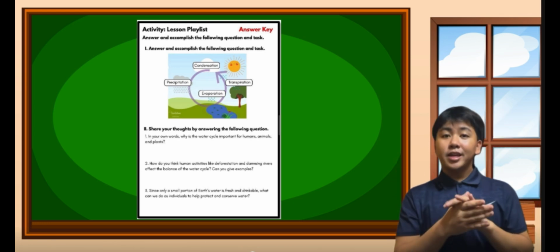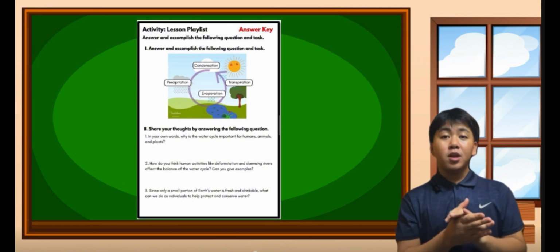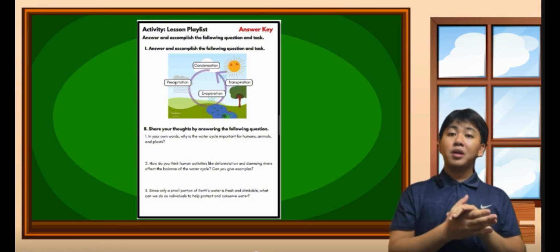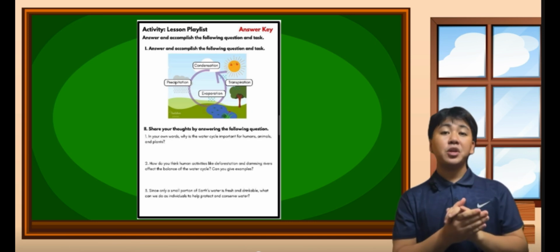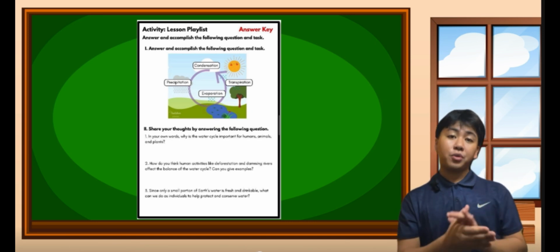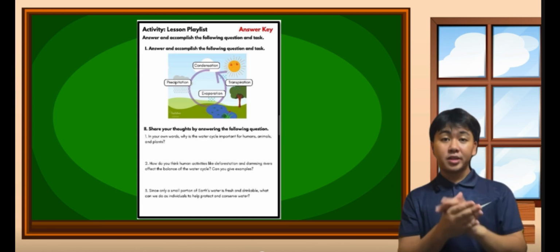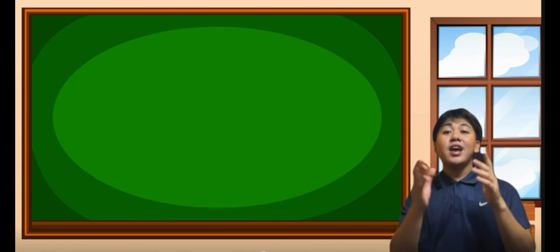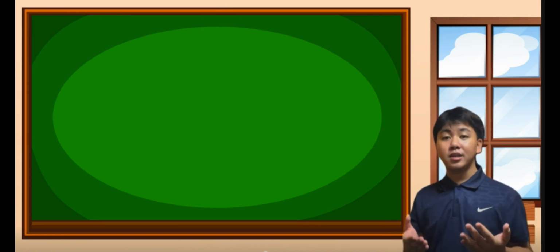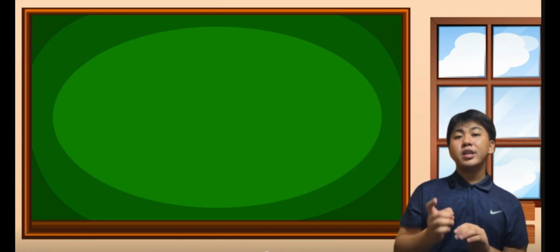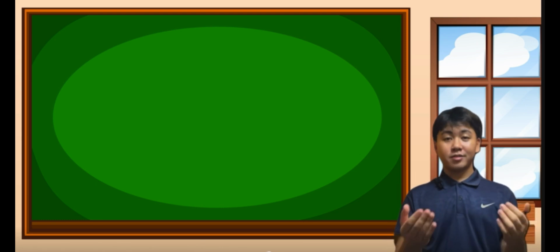For number 3, since only a small portion of Earth's water is fresh and drinkable, what can we do as individuals to help protect and conserve water? A correct answer may include saving water, not wasting water, cleaning the environment, and protecting water sources. Excellent job, class! You were able to observe the water cycle and explain why it is important. I am very proud of your effort.